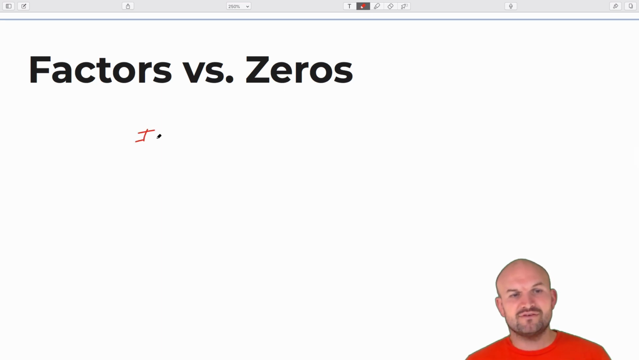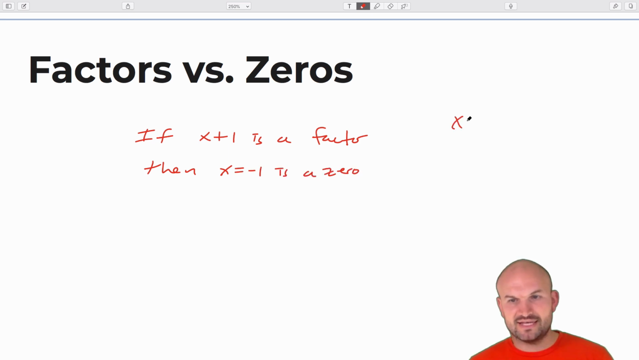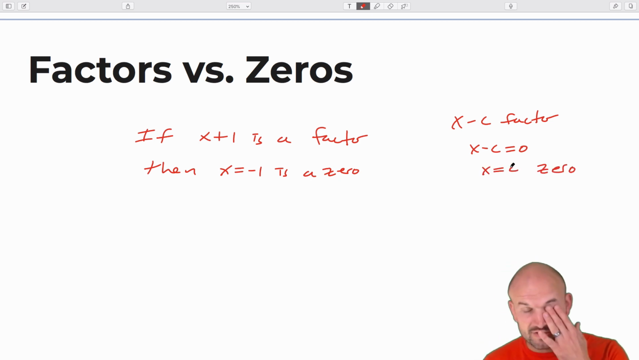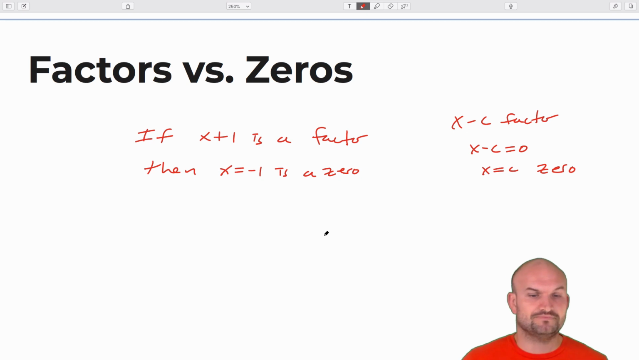You know, if x plus 1 is a factor, then x equals negative 1 is a 0, right? Because if I had x minus c as a factor, all we do is set our factors equal to 0, and we'll get x equals c is the 0. So it doesn't matter what your factor is, just make sure you set it equal to 0 and solve. And a lot of times we can do this in our head to find the zeros.